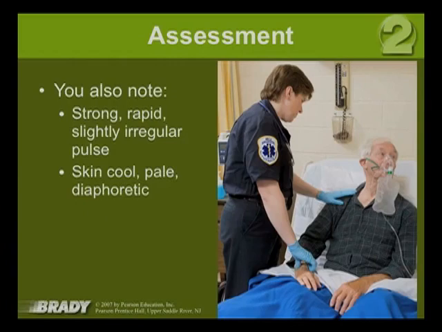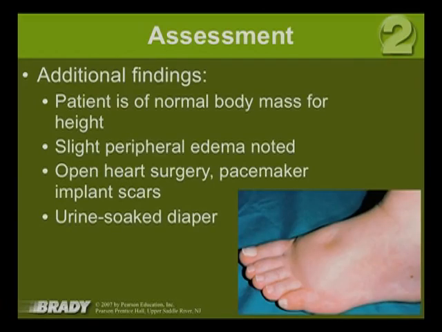You also note a strong, rapid, slightly irregular pulse. His skin is cool, pale, and diaphoretic. Additionally, you find that the patient is of normal body mass for his height, but you do notice slight peripheral edema. He does have a history of open heart surgery, and he has pacemaker scars on him. And you also notice a urine-soaked diaper.